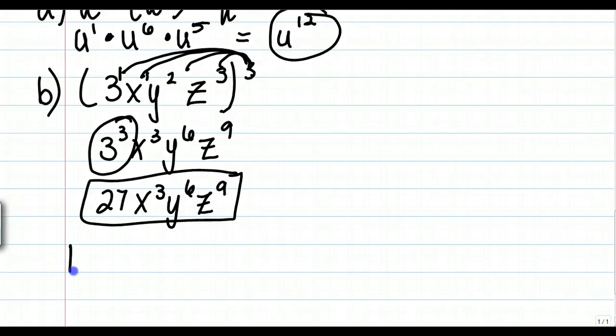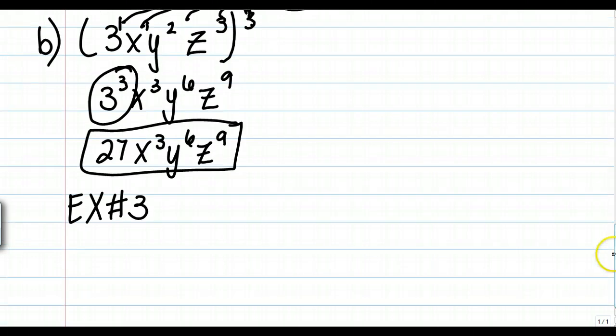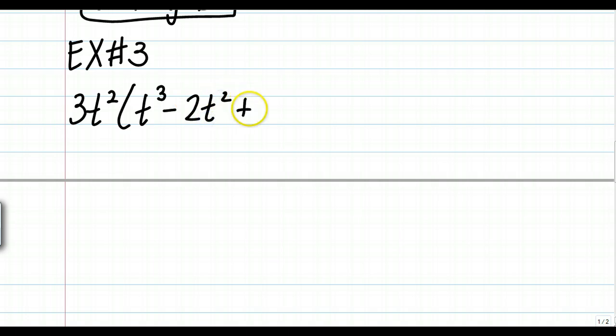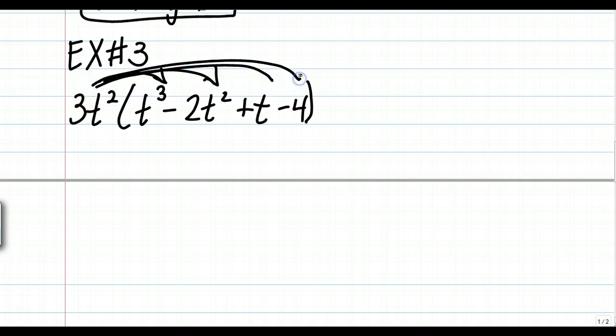Let's do example number 3. Example number 3, I have 3t squared times t to the third minus 2t squared plus t minus 4. I'm going to go ahead and distribute this whole thing to each of the 4 pieces inside.